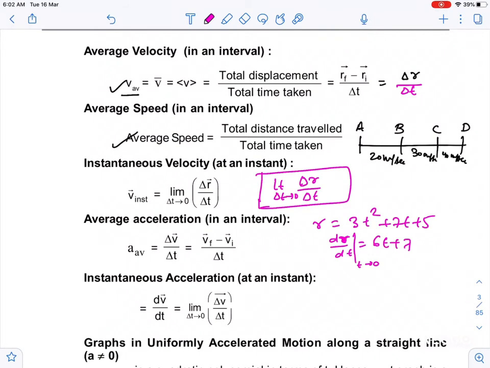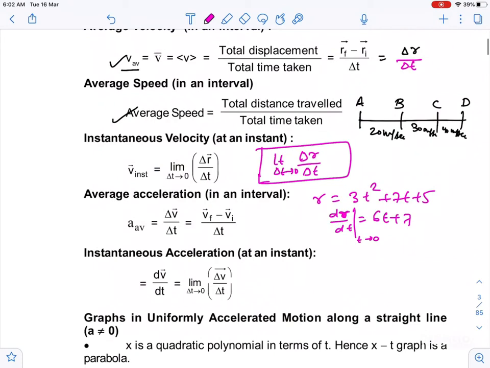Average velocity at any instant, if you are calculating that, is instantaneous velocity, that is dr by dt as t tends to 0. Then what is average acceleration? Final velocity minus initial velocity upon delta t, t final minus t initial. So actually from here you can derive the first equation of motion also, because a is equal to, I have taken final velocity v, initial velocity u, and time taken is, if the particle is starting from origin at 0, t minus 0.